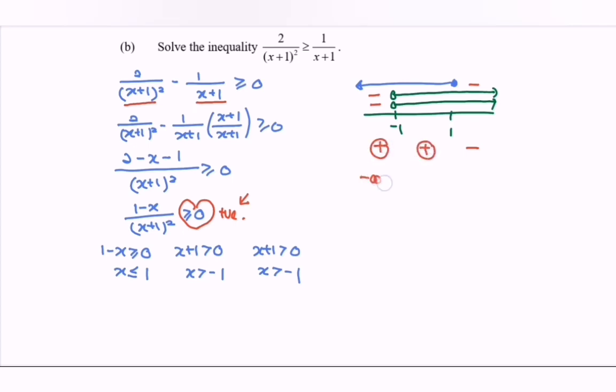So negative infinity until negative 1, where the negative 1 is not included, union start from the negative 1 until the 1, where the negative 1 is not included. So that is what we call the interval form. For the set notation, x such that x is less than negative 1 or x is greater than negative 1 and less than or equal to 1. So that is the set notation form.